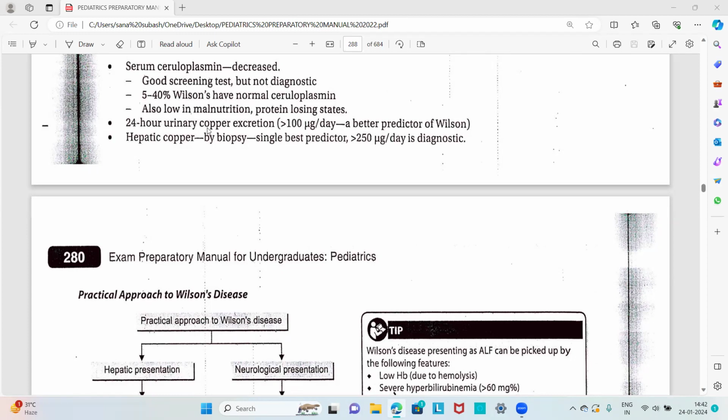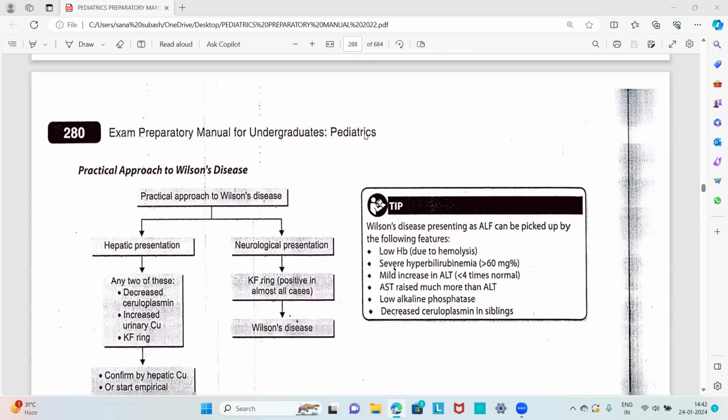24-hour urine copper excretion should be assessed. It is a better predictor of Wilson disease; it should be greater than 100 micrograms per day. Hepatic copper by biopsy should be assessed. It is the simple best predictor. Greater than 250 micrograms per gram is diagnostic.